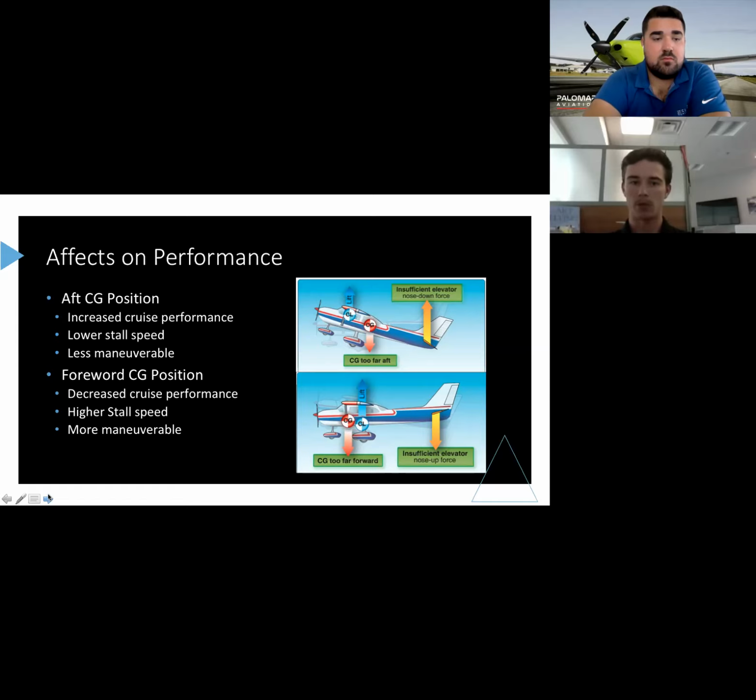A forward CG position will give you a decreased cruise performance, higher stall speed, and will be more maneuverable because the elevator is going to be further away from the center of gravity.